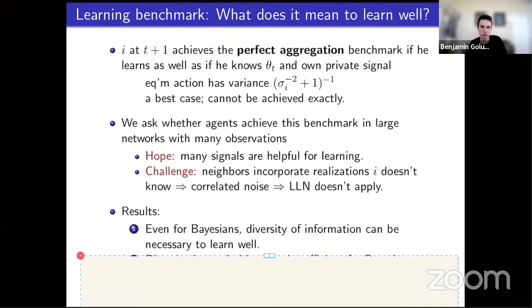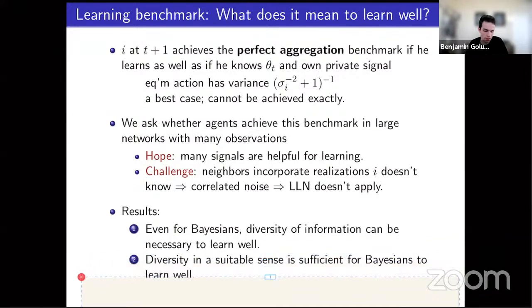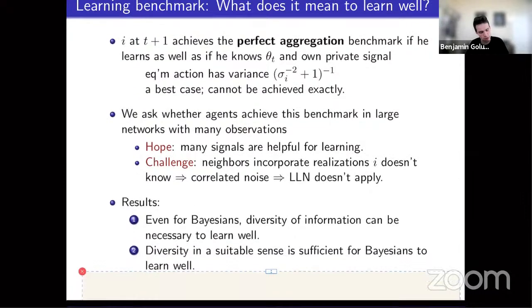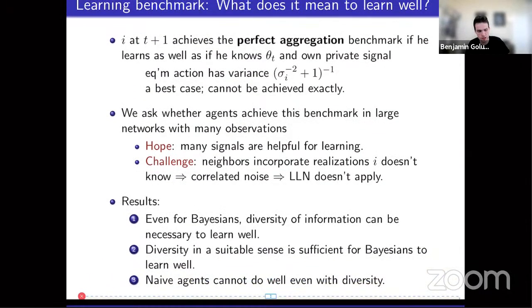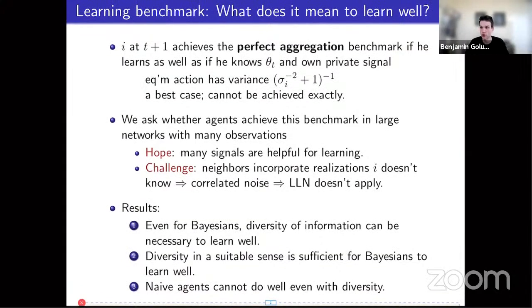So we're going to show a general result saying without diversity, you may be screwed. You may be unable to get rid of those confounds. If Bayesians have diversity and some other structure on the environment, they're going to be able to learn well. And something I probably won't have that much time about, where we use these behavioral models that I just mentioned, is that if you study naive agents who don't understand correlations, they can't do well even with diversity.